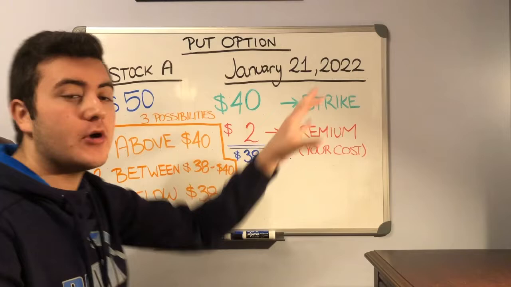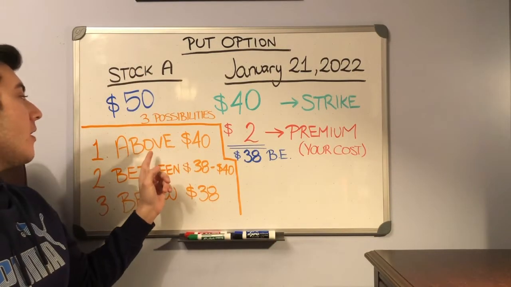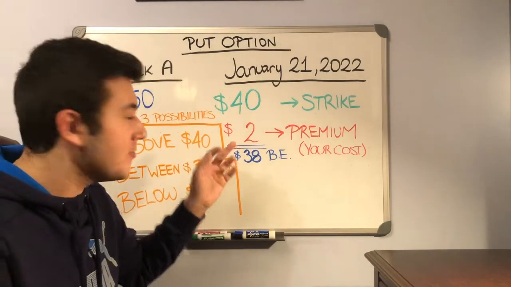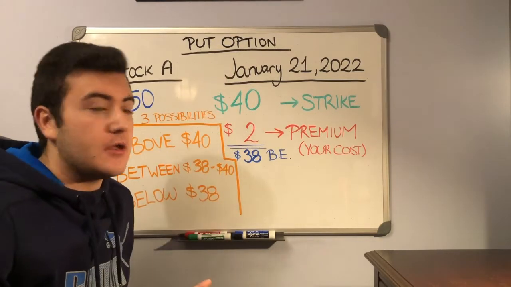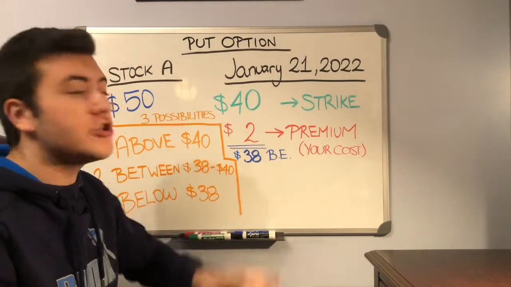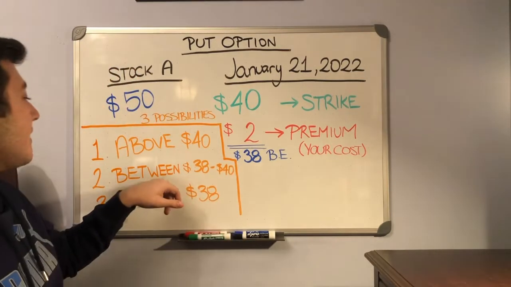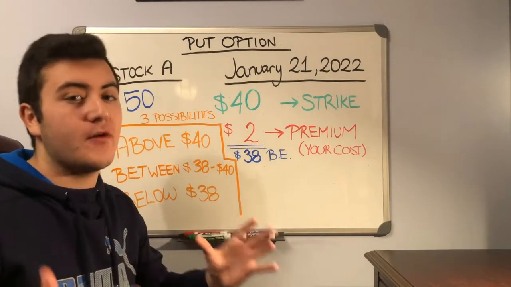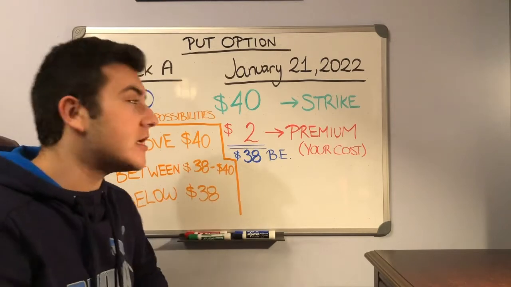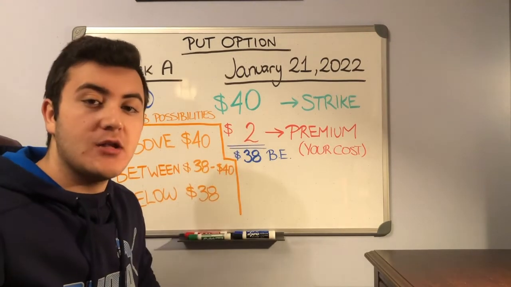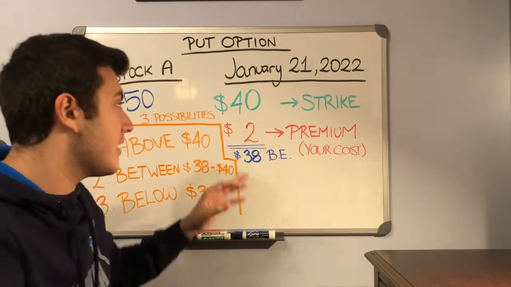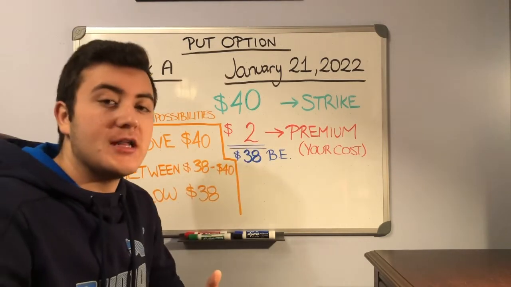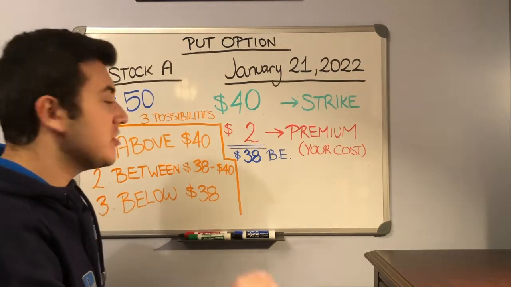Now, again, by January 21st, 2022, there's three possibilities. Now, it can either go above $40, and in this case, you lose 100% of your money because you're betting that it's going to go down, a put option. And if it goes above $40, or if it stays at 50 or anything above $40, you lose 100% of your money. Anything between $38 and $40, which is between your break even and the strike price, you're going to lose a percentage of your money. So again, if it goes to $39, which is $1 below, since you paid $2, you're only going to lose $1. So you're losing 50% of your money, okay? So you're still losing, and anything between $38 and $40, you're going to lose a portion of your money. But you still will get some money back.